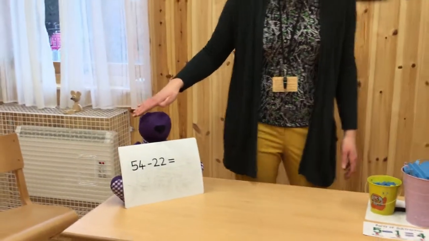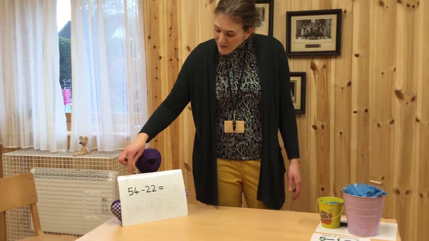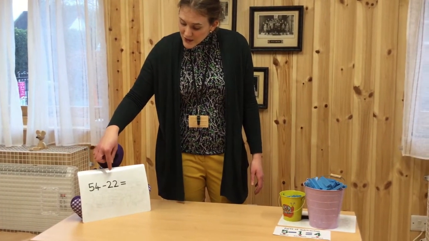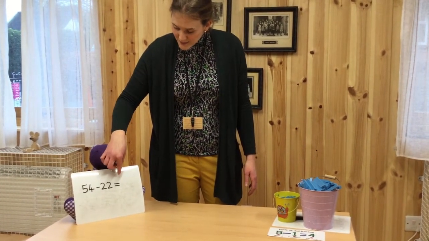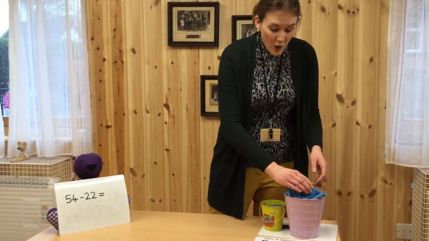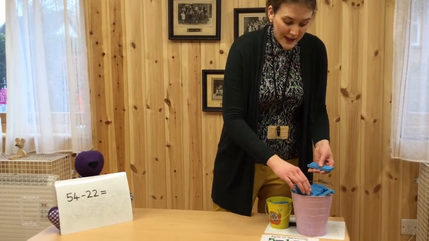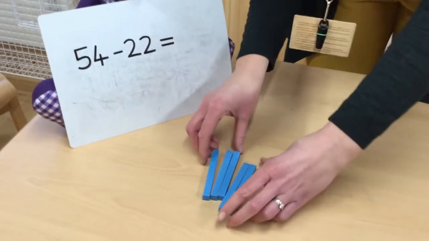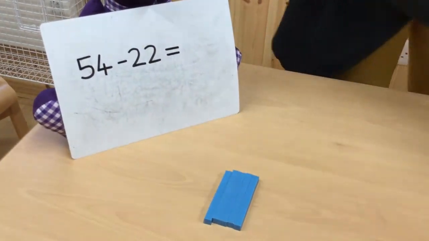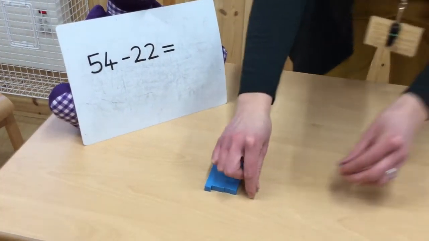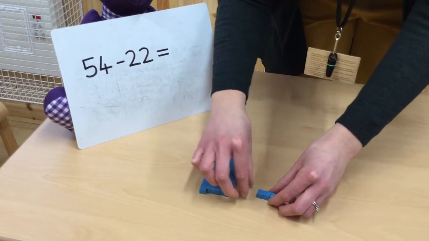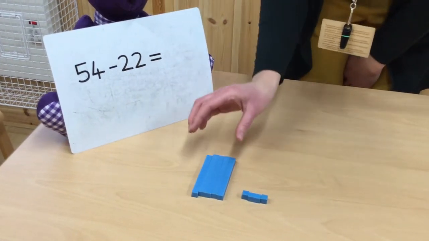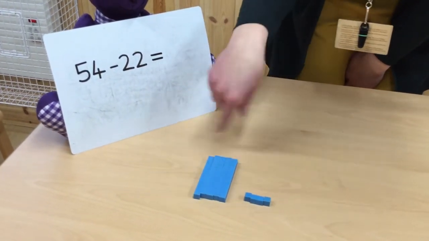Cadbury Bear has got a calculation for us. Let's read it. It says 54 subtract 22 equals. We're going to solve that in a concrete way. I'm going to use the Dienes or the base 10 which you have at home in your home learning pack, so make sure you've cut those out. I'm going to make 54. 54 has 5 tens and 4 ones. That still means 54 ones, but we've got 5 tens, 4 ones, 54.